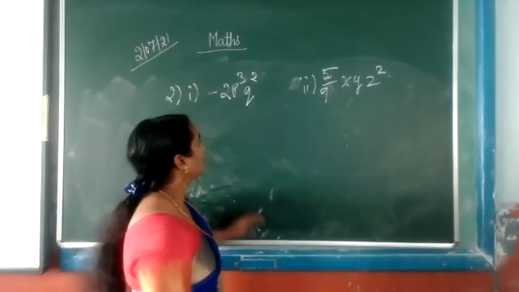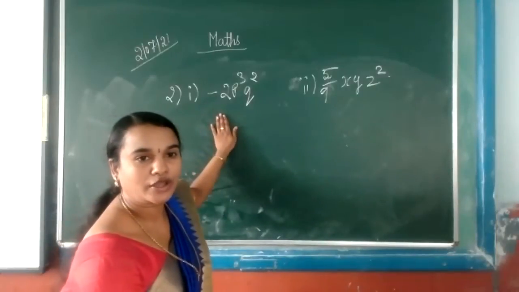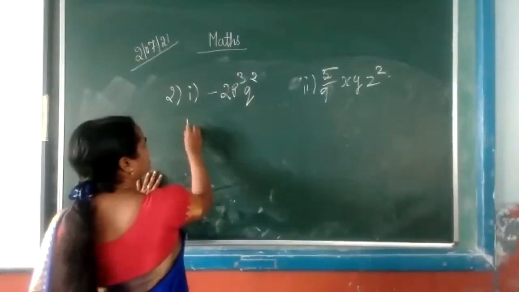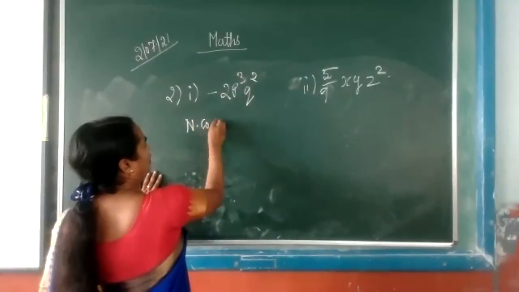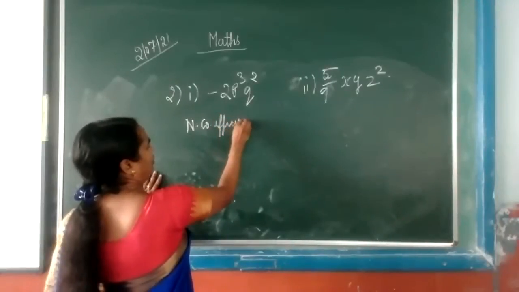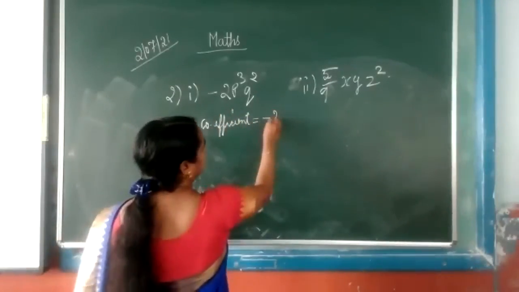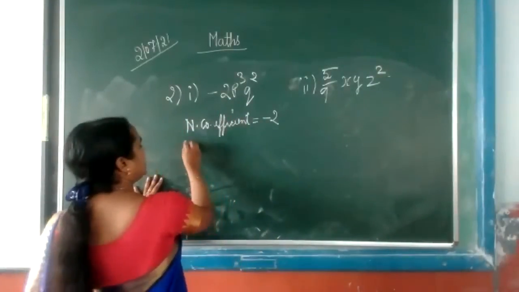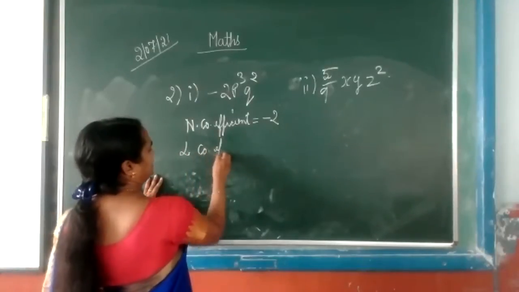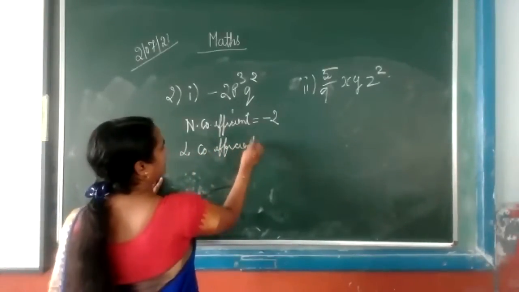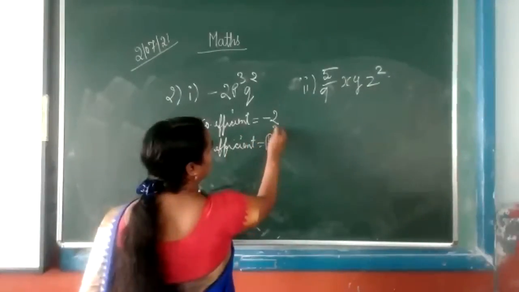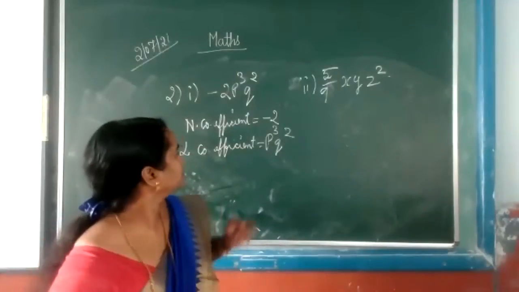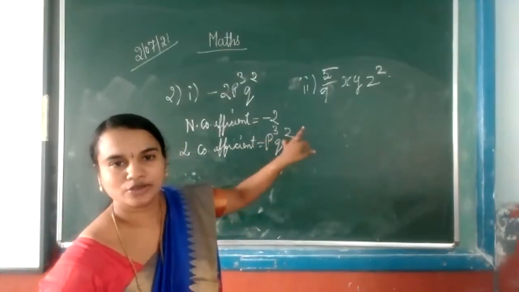Okay, so what we have to write? Numerical coefficient and literal coefficient, both they ask. So first one, numerical coefficient. Already I told you it will be minus 3, only the counting numbers 1, 2, 3. Now literal coefficient: all the alphabets, that is A, B, C, D. It is p cube and q square.